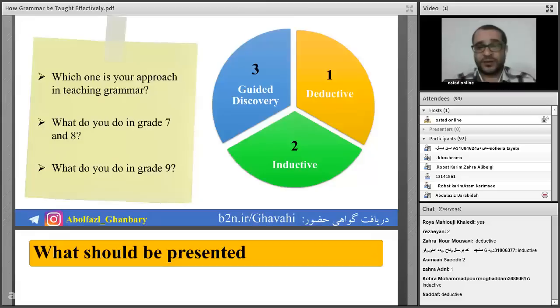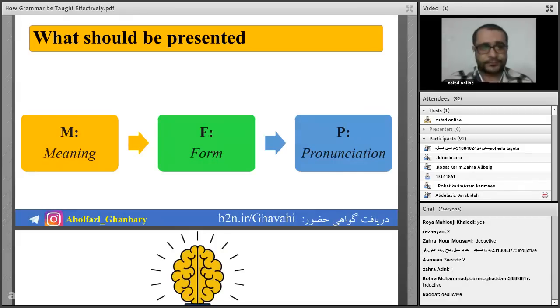And it is better in grade 7 and 8 to use inductive approach for teaching grammar, because there is no trace of grammar in the course book, and the learners need lots of examples. But in grade 9, it is better to use guided discovery. But how to teach guided discovery? At the end of the session, I will teach two lessons, lesson 1 and lesson 3, to know more about how to use guided discovery in practice.